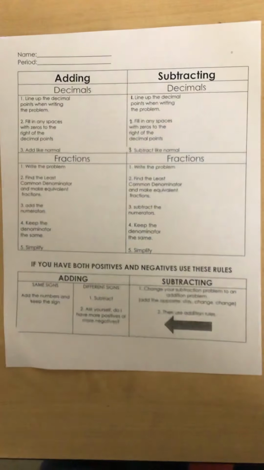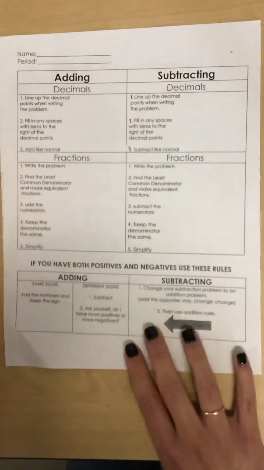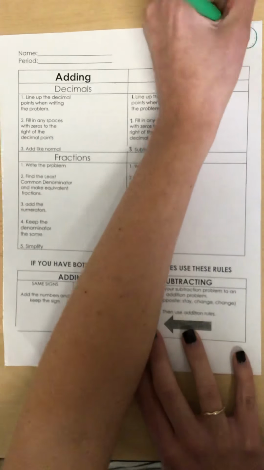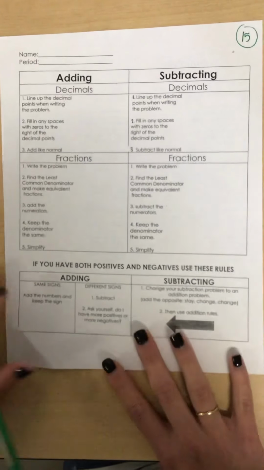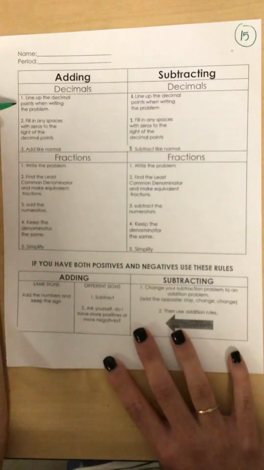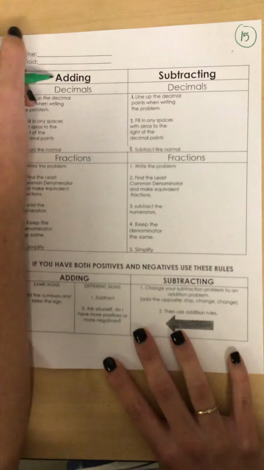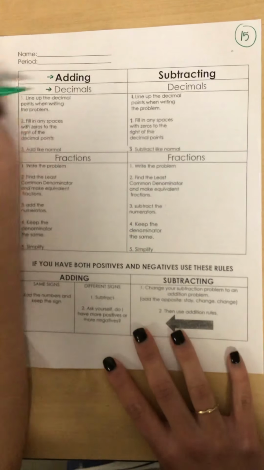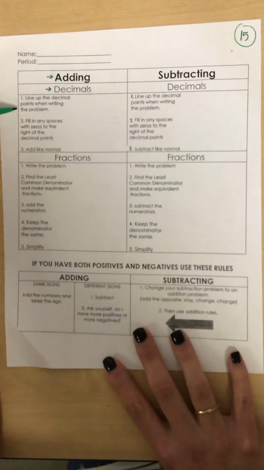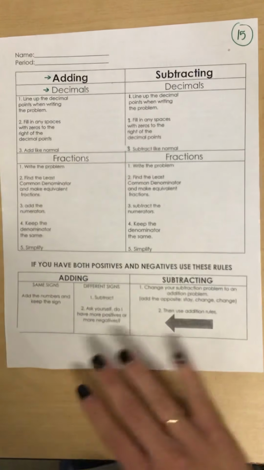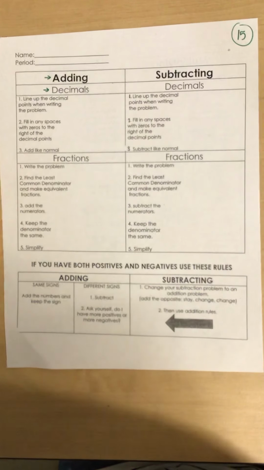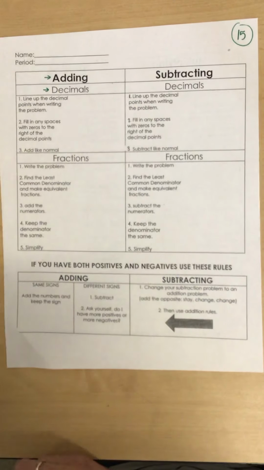So the first thing that we're going to look at is adding decimals. So this is page 15. Make sure you number your notebook. I've typed out the directions. You're going to line up the decimal points when you add. Okay, so we're adding decimals. That's how I read this table. So we're going to line up the decimal points. We're going to fill in any empty spaces with zeros so that you can see place value really easily. And then you add like normal.